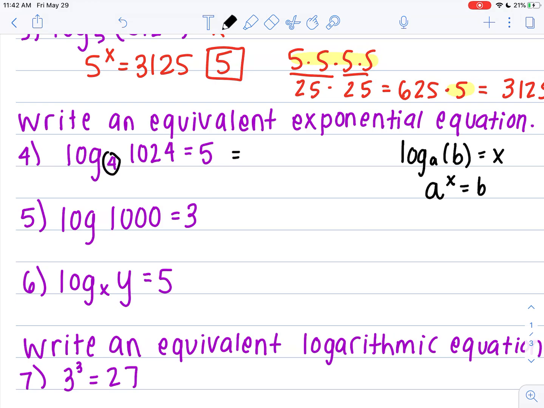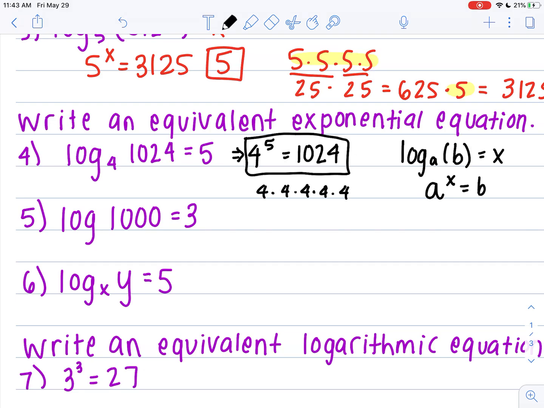You're going to take that little number, which is 4, to the 5th, to whatever's on the other side of the equal sign, equals 1,024. And that's all you have to write. That's going to be your final answer. It just says write an equivalent exponential equation. And if you did 4 times 4 times 4 times 4 times 4, that's going to equal 1,024. So it is a true statement. We're just rewriting this.